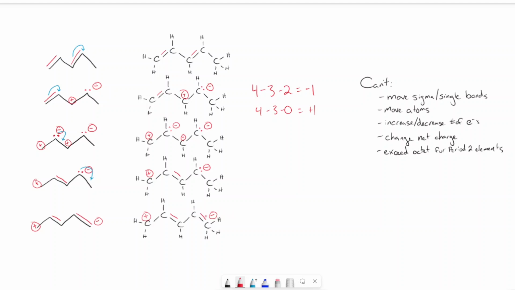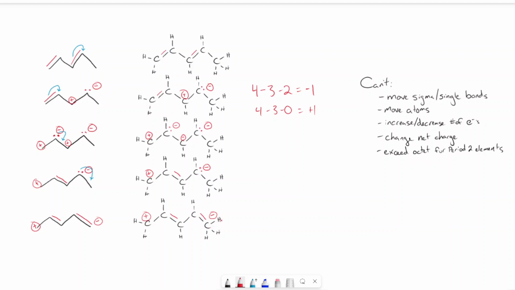If we put a double bond here, we have forgotten that we have 3 hydrogens here, and that makes a total of 5 bonds for the carbon, which cannot work. That is, this bottom rule here: can't exceed octet for period 2 elements. Carbon can only have 4 bonds.